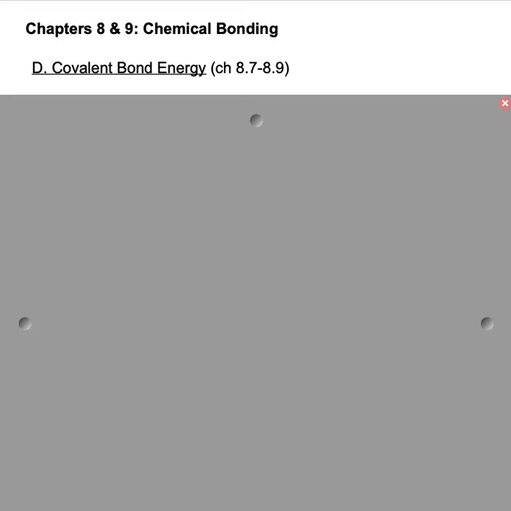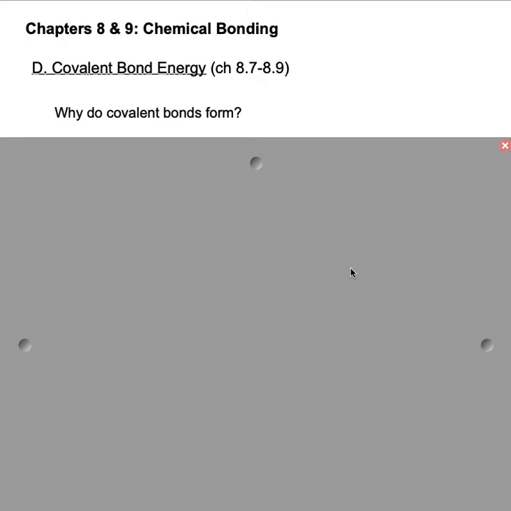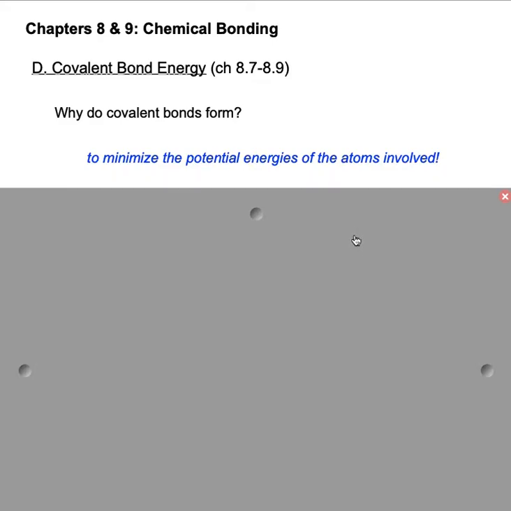In this video, I'd like to talk about covalent bond energies. Begin with the question, why do covalent bonds form? Well, pretty much the answer to anything is to minimize the potential energy of the system. Remember, bond formation is an exothermic process. When we go from separate atoms to bonded atoms, we are lowering the potential energy of the system, so bonds form to minimize the potential energies of the atoms involved.